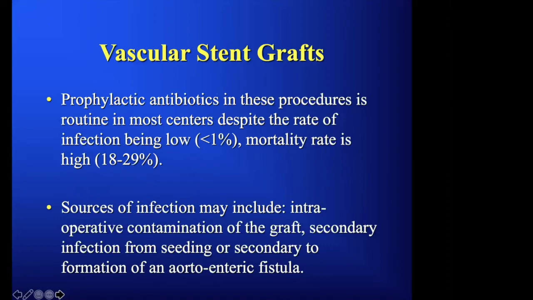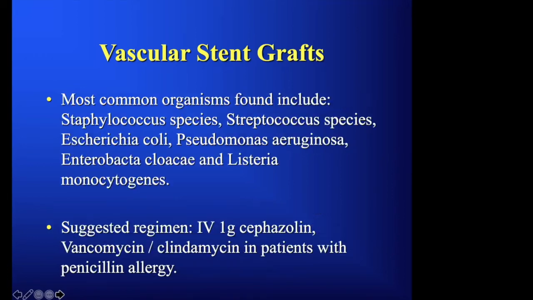Again, when you have vascular stent grafts, in most places prophylactic antibiotic in these procedures is deemed routine. Despite the rate of infection being very low, like less than one percent, the mortality rate has been shown to be very high. That's why most places consider this routine. Sources of infection in these procedures would be intraoperative contamination of the graft, secondary infection from seeding, or secondary to formation of an aortoenteric fistula. So these are the sources of infection. Most common organisms found are as we see here, and the regimen would include 1 gram of IV cefazolin, or you can use vancomycin or clindamycin in patients with penicillin allergy.